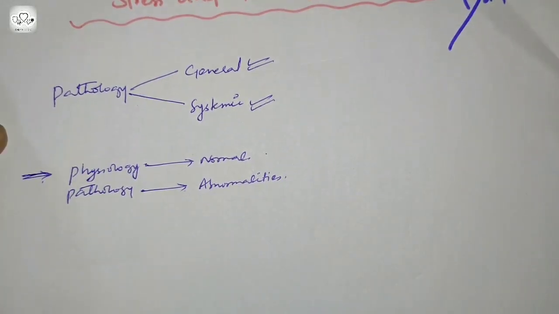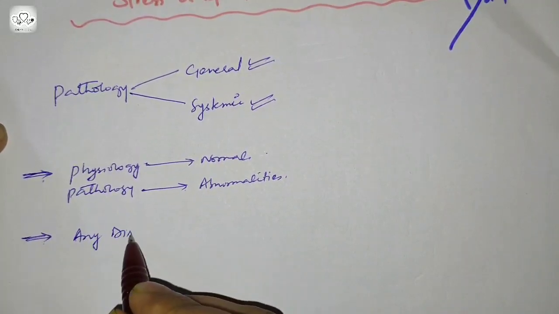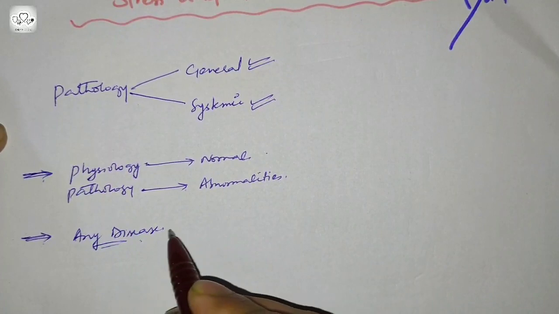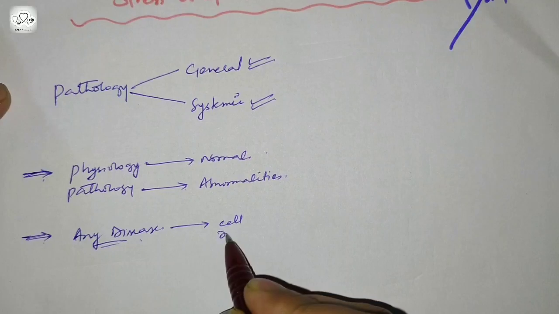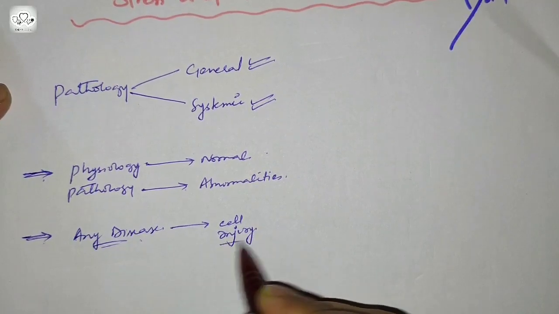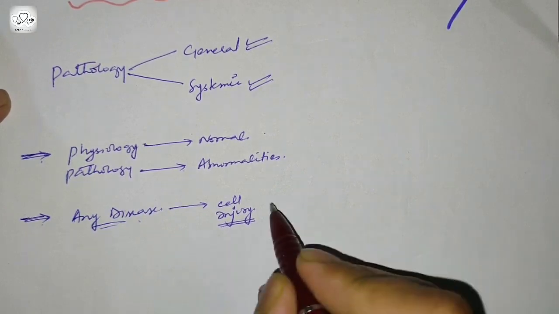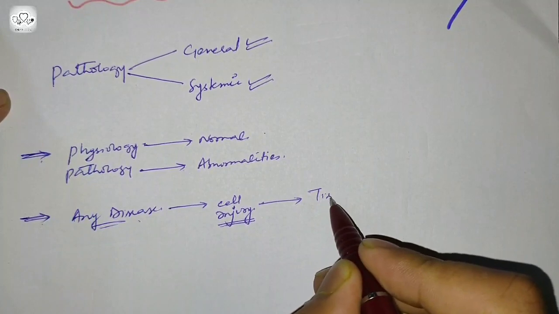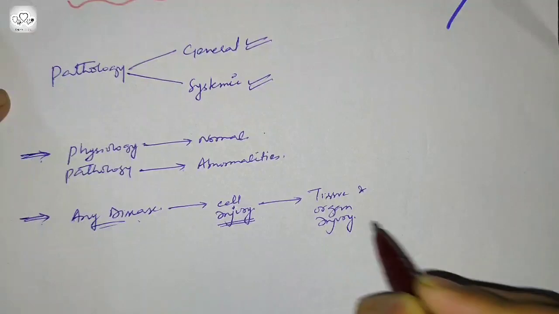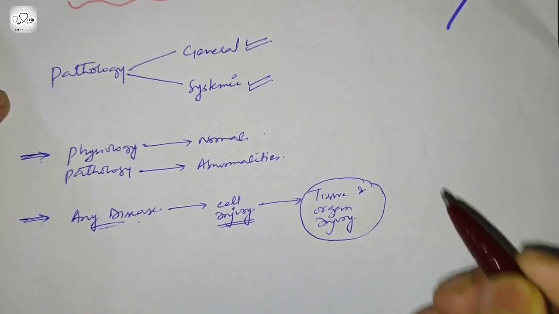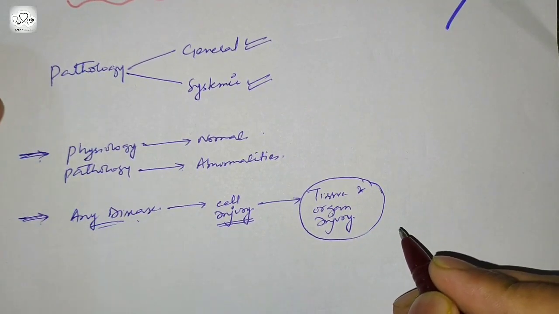So generally, any disease that occurs, how does it occur? Whatever the mechanism, first of all, it leads to cell injury. If we talk about a molecular or cellular level, it first of all leads to cell injury, followed by tissue and organ injury. And this tissue and organ injury leads to functional disturbances in the body, as a result of which there are certain manifestations or clinical features of a disease.